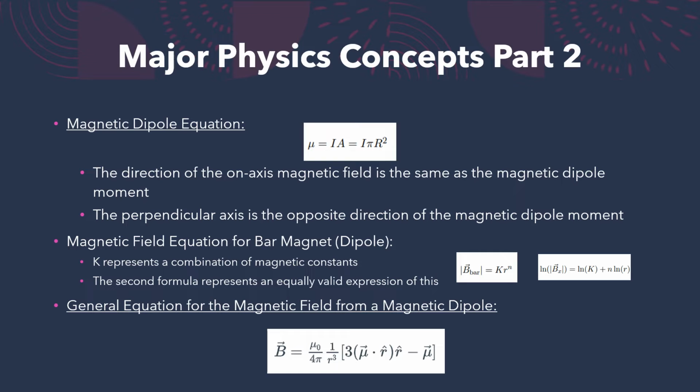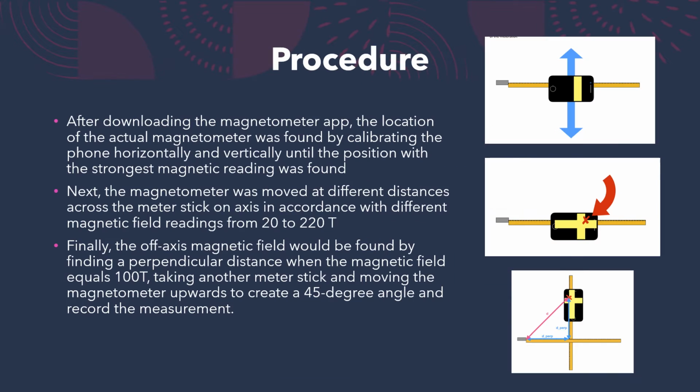In addition, a magnetic field equation for a bar magnet or dipole is shown with kr to the n, which is equivalent to ln of Bx equals ln of k plus n times ln of r. In addition, the general equation for the magnetic field from a magnetic dipole is shown below.